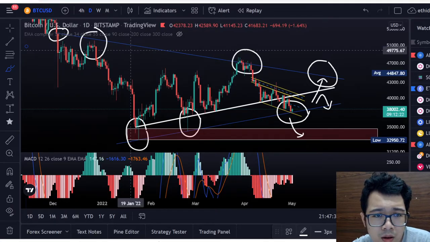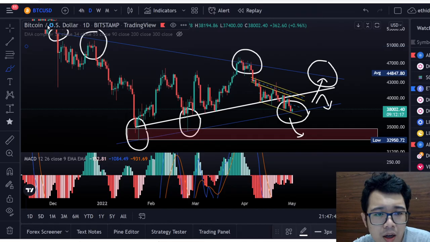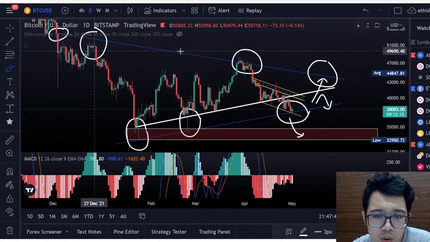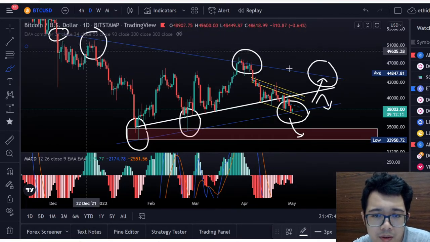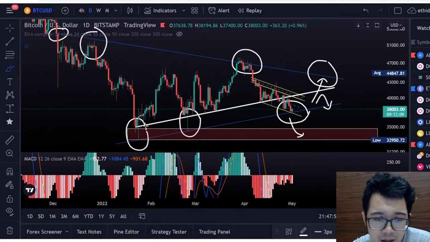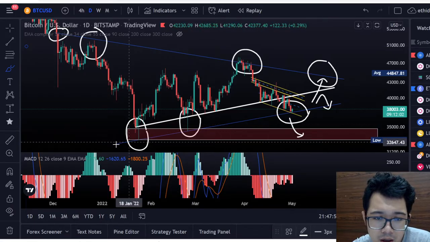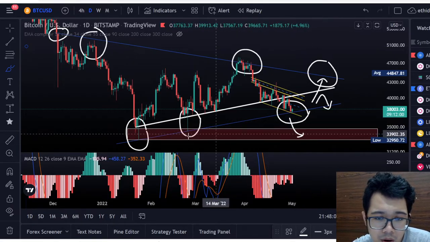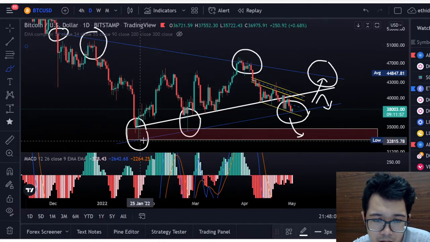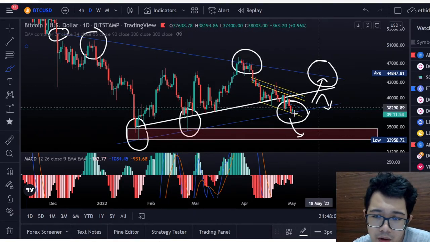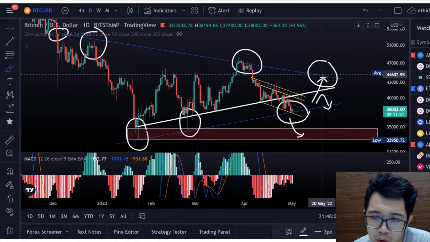Okay, about the Bitcoin first. The Bitcoin against USD, as I told you, we have this line 1, 2, 3, and 4 in here, and we retested in here two times. Actually, this white line is my first drawing, but now it's broken down, and this blue one is our last point. So you can see this week we are retesting in here.